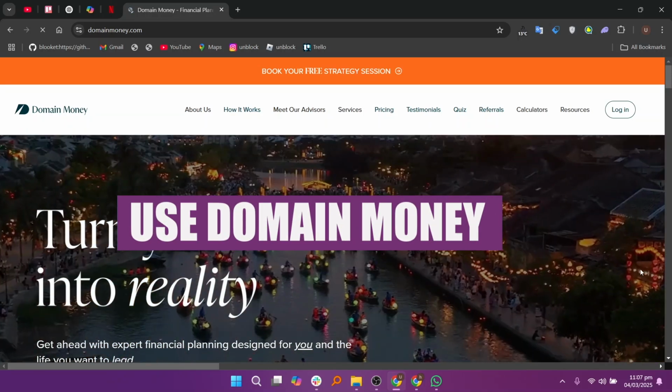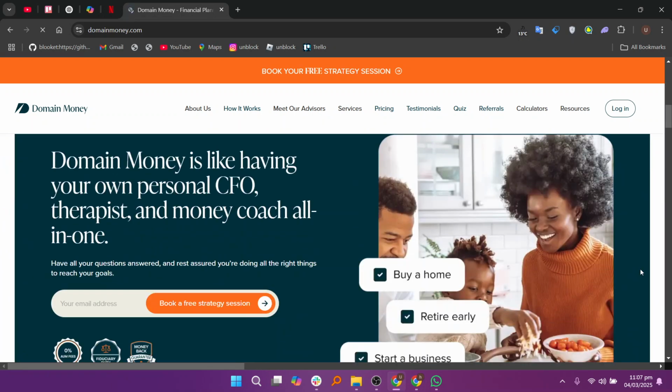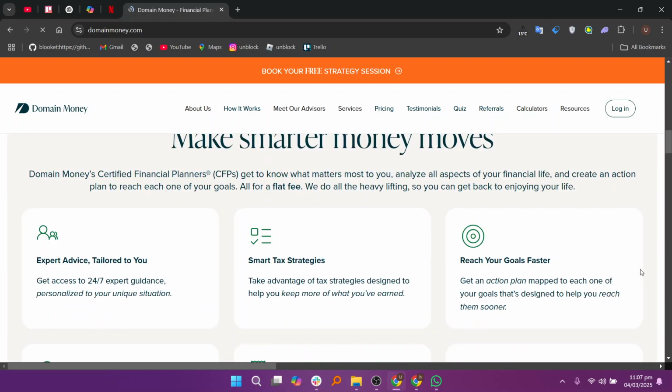Today we're talking about how to use Domain Money. Domain Money is an investment platform designed to simplify wealth management by offering an actively managed portfolio, crypto trading, and financial insights in one place.